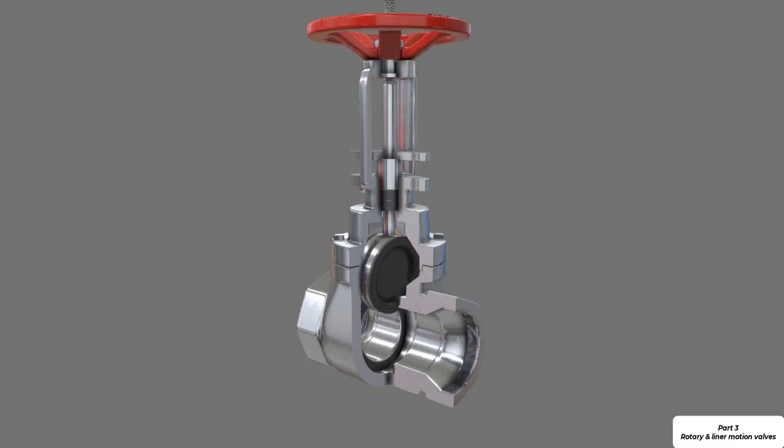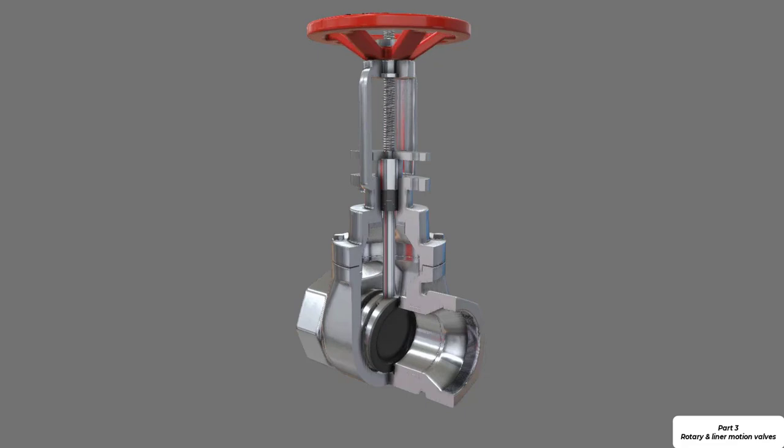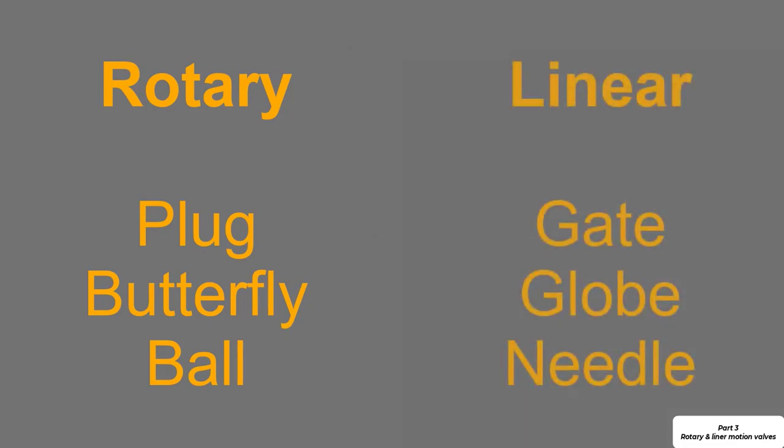If we open the valve suddenly, then we're likely to get water hammer, or we could do, and that will damage downstream components. So examples of rotary motion valves would be the plug, butterfly and ball valves, and examples of linear motion valves would be the gate, globe and needle valves.